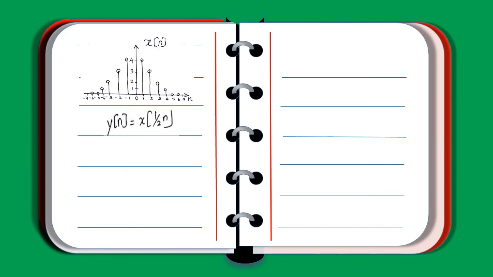Let us substitute for n. N equal to 0 makes y of 0 equal to x of 0 by 2, that is x of 0 itself. The value of x of 0 is 0. That makes y of 0 equal to 0.